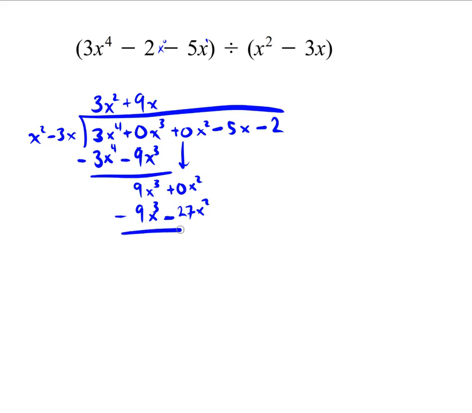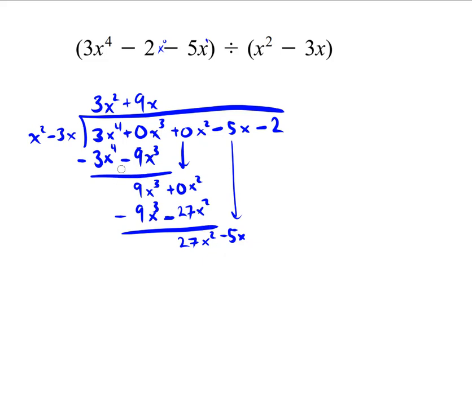I'm going to go ahead and subtract those. And these cancel out once again. And in this case here, I get 0x squared minus a negative 27x squared, which is really just adding 27x squared. So I get 27x squared. All right, so at this point here, I'm going to bring down my negative 5x, right? And these problems are long, but at this point they're not too difficult, right? They're just kind of tedious, right? But that is unfortunately the nature of long division a lot of times.